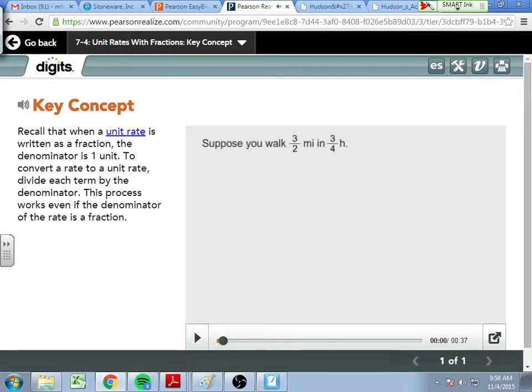Alright, so check out this problem. I know it's solved on your notes, but check out this problem. Per is always representing a division. So if we want the miles per hour, now we have 2 fractions here. So we're going to set up 3/2 of a mile divided by 3/4 of an hour.